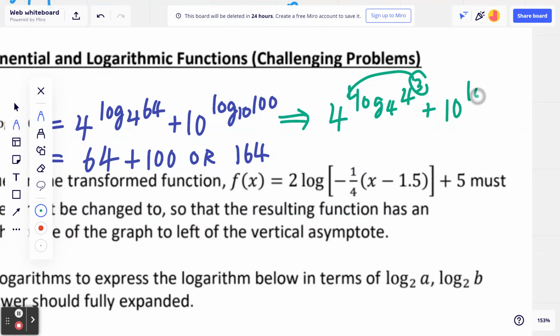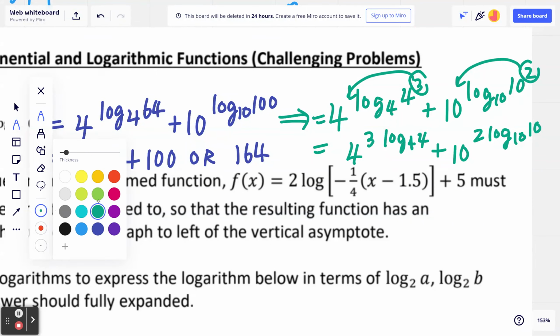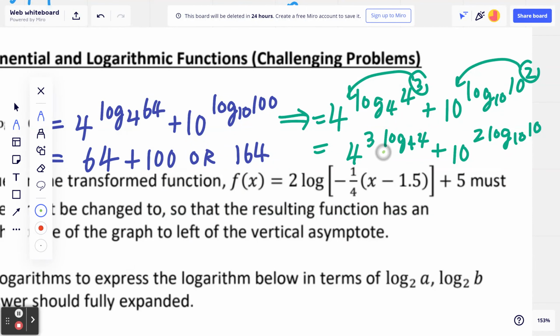Likewise, if you think about log base 10 of 100, 100 is 10 to the power of 2. So again, you can bring the exponent to the front. This means this is going to be 4 to the power of 3 times log base 4 of 4 plus 10 to the power of 2 times log base 10 of 10. This is basically 1. Likewise, log base 10 of 10 is going to be exactly 1.